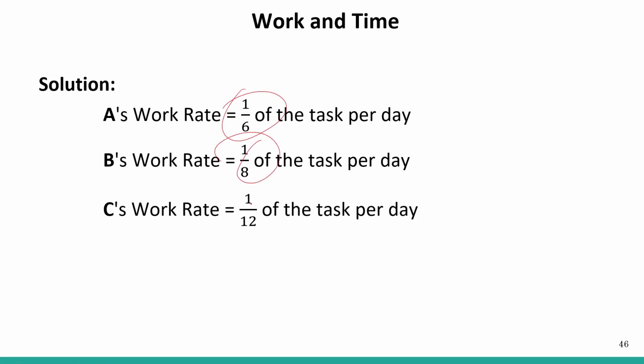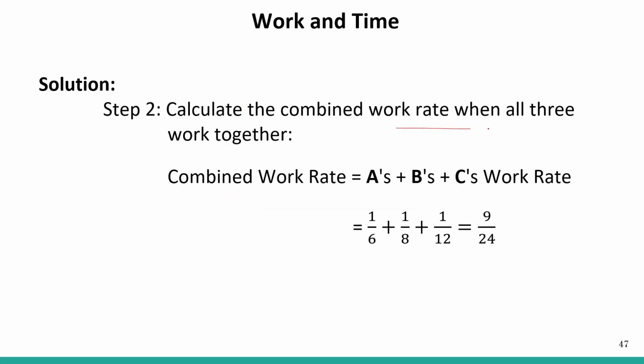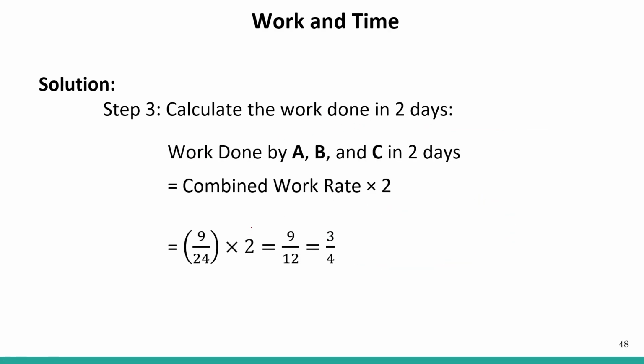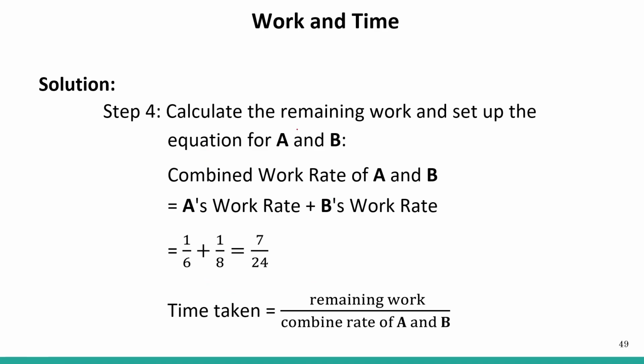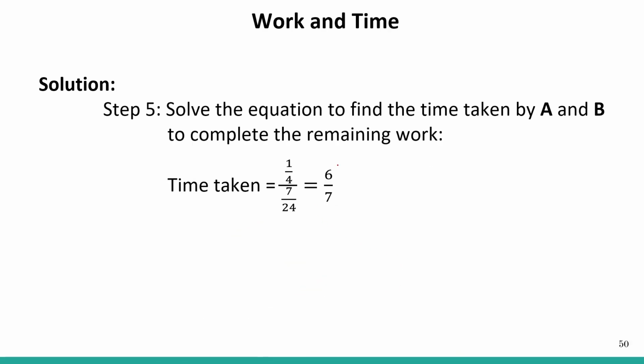This much for A, B and C. As you can see, the work rate when all three work together is this much, and so the work done in 2 days is this much. So calculate the remaining work and divide it by the combined rate of A and B, 7 by 24. What we are arriving at is 6 by 7, because 48 by 56, if we divide by 8 on both numerator and denominator, leaves 6 and 7. So 6 by 7. This is the correct answer.